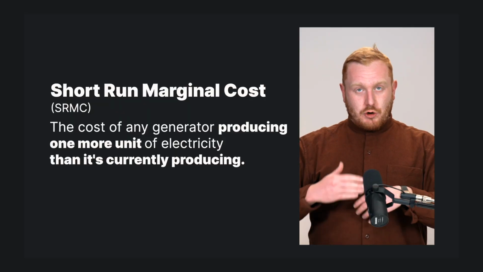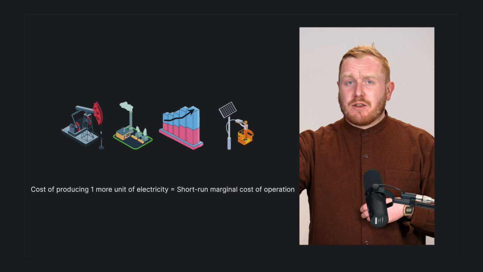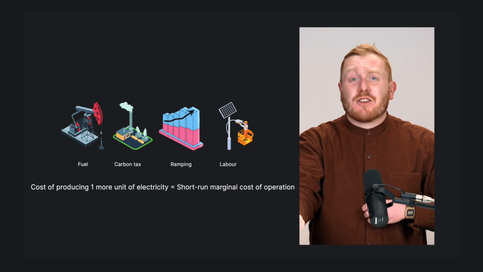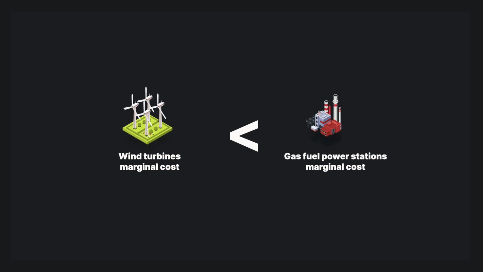Second, all generators cost money to run. This is called the short-run marginal cost, and it includes things like fuel prices, carbon emission taxes, the cost of powering up and ramping up, etc. Wind, for example, has almost no short-run marginal cost as it requires no fuel and it doesn't emit any carbon. Coal and gas-powered generators, on the other hand, have a higher short-run marginal cost because of the fuel and the carbon emissions.